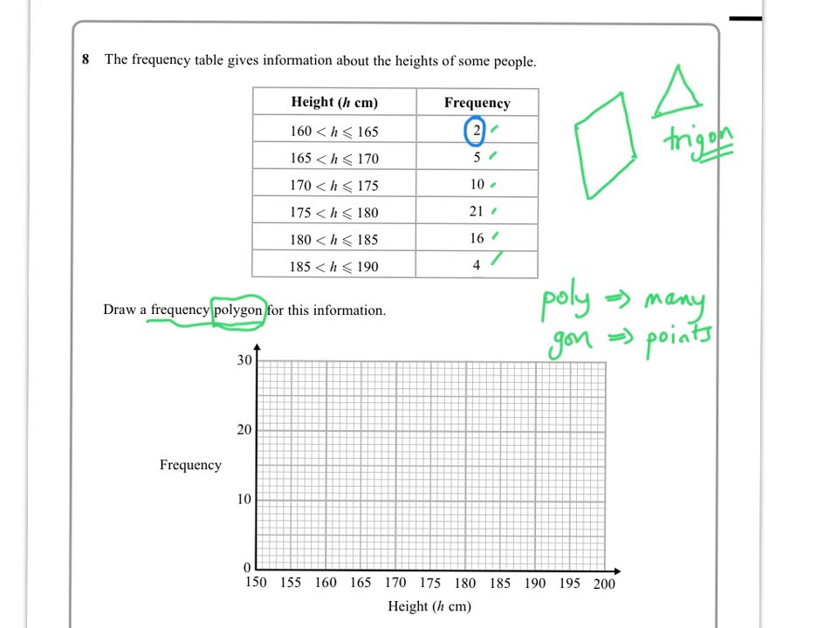So I would say this time, you know it can't be 160, but as good as, because height is continuous. So I would say halfway would be 162.5, and I've just got to plot that against 2 here. So let's try that. So we'll have 162.5, and the frequency's got to be up by 2, so my first point will be there. My next one will be halfway between 165 and 170, so if you're not sure, you can always add them and halve them, which is always the mean of the 2 endpoints. So we get 167.5, and we'd go up by 5.